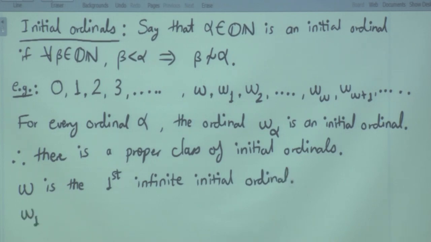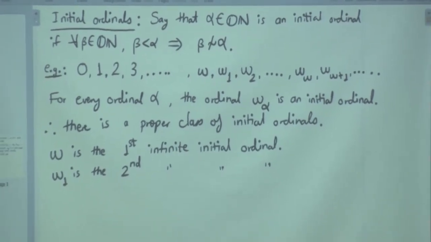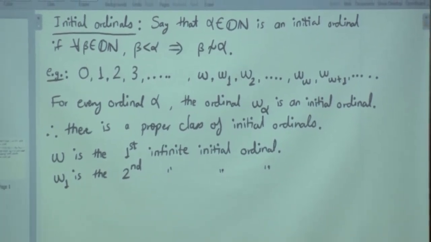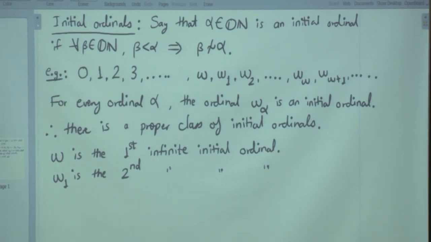What is omega 1? It is the second infinite initial ordinal, or equivalently the first uncountable initial ordinal. So I can list them. See, this is the property of ordinal numbers, I can always list them. This is the zeroth one, this is the first one, this is the second one, this is the omegath one, this is the omega plus first, then omega plus second, and so on. So I can always list them.